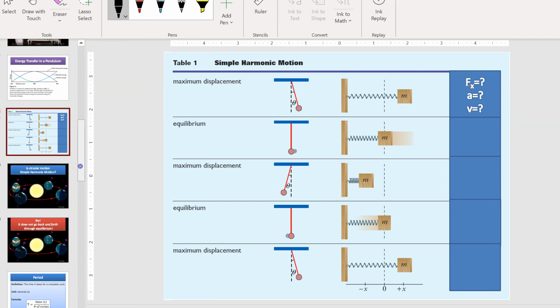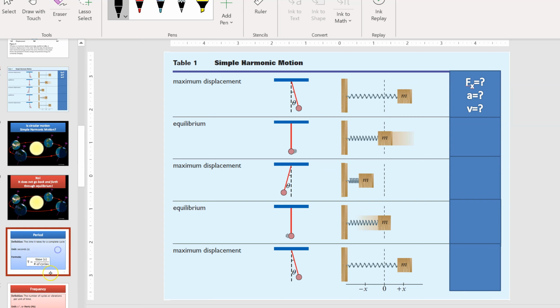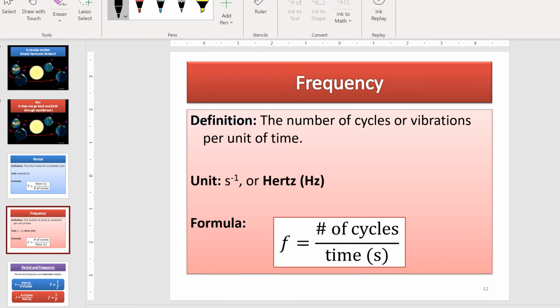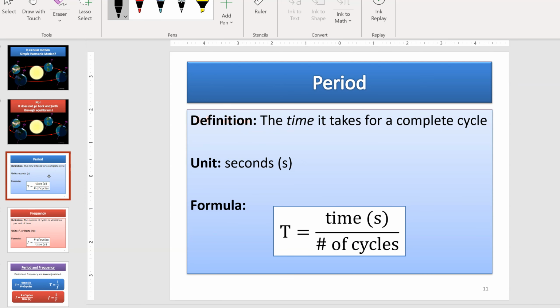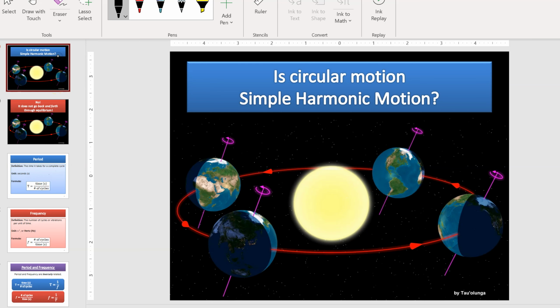But the reason I like talking about it is because you start talking about period and frequency. Now, we did period before when we did circular motion. So here's an example of circular motion, the earth rotating. That's circular motion.